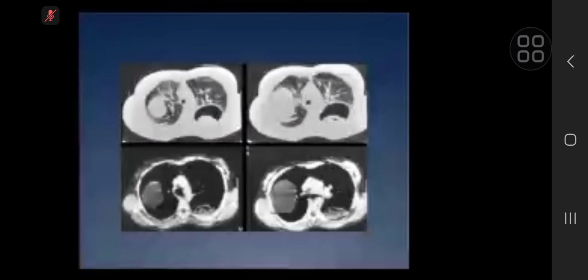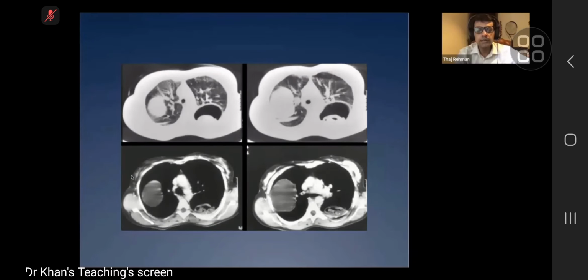Yeah, there's an air crescent sign kind of thing. There's a nodular thing, and then there's a large rim of air around the left cavitated lesion. On the right side, there's a homogeneous cystic lesion. Diagnosis? If you have seen this, you'll get the diagnosis.